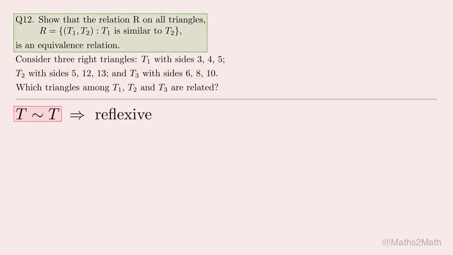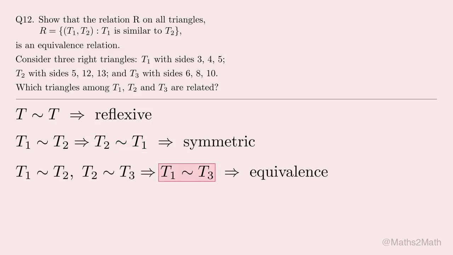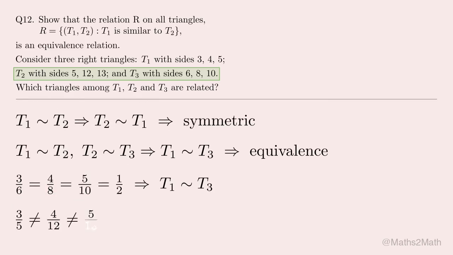Every triangle is similar to itself, reflexive. Similarity is order blind, symmetric. And matching angles carry through a middle triangle, transitive, an equivalence relation. Now compare T1 and T3. The side ratios 3 to 6, 4 to 8, and 5 to 10 all equal 1/2. Related. T2's sides are in proportion with neither triangle. It stands alone.